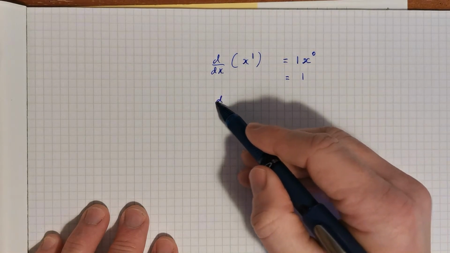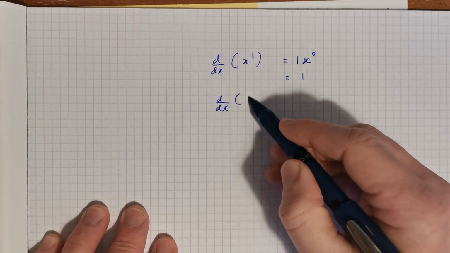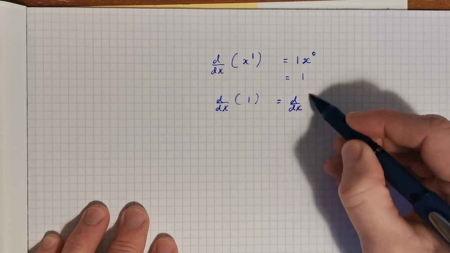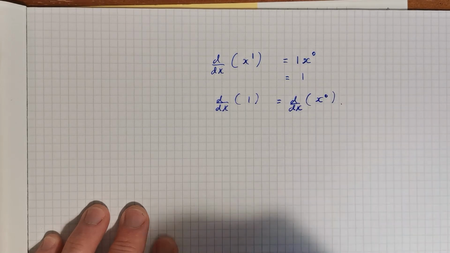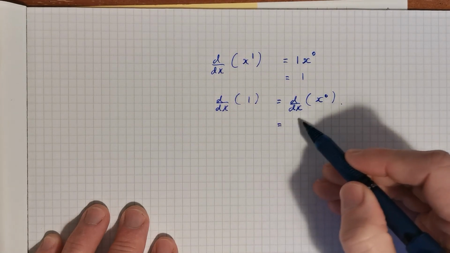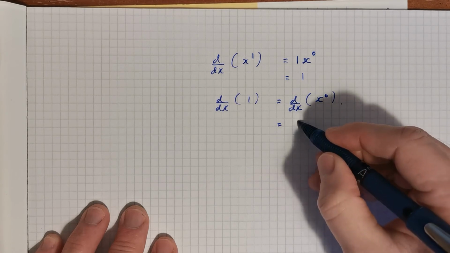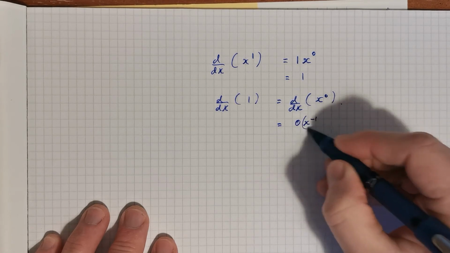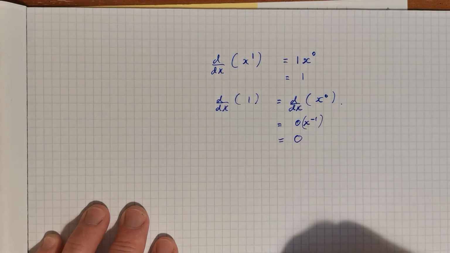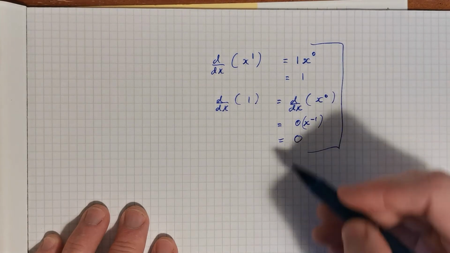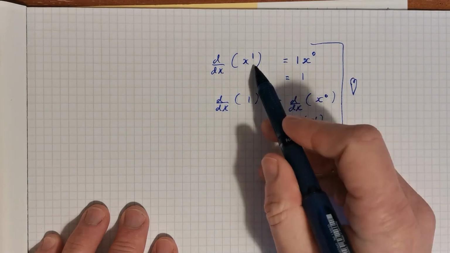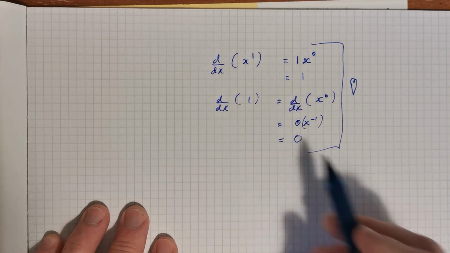And if I want to take the derivative with respect to x of 1, well, 1 is just the same as x to the power of 0. So we can write it as something with the base x. So the derivative with respect to x of x to the power of 0, well, that'll be 0 times x to the power of negative 1. But the x to the power of negative 1 doesn't matter because multiplying anything by 0 just gives me 0. So you should learn those two special cases by heart: that the derivative of x is 1 and the derivative of 1 is 0.